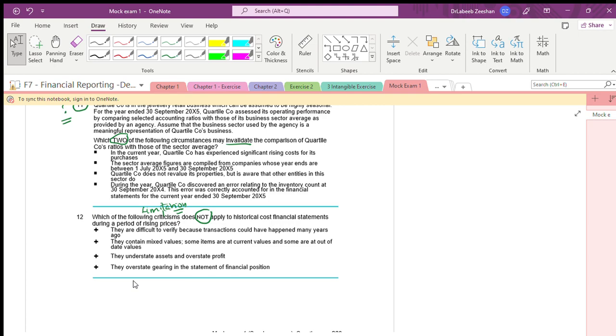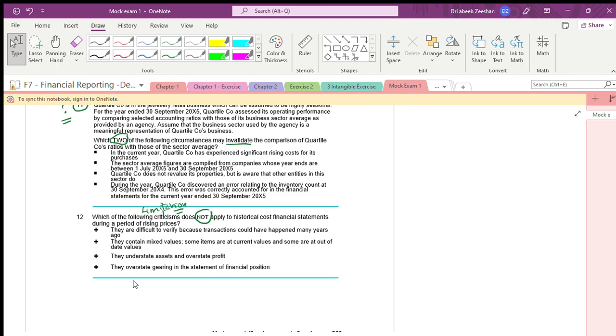Which of the following criticisms does not apply to historical cost financial statements? They are difficult to verify because transactions could have happened many years ago. They contain mixed values. Some items are at current values, some items are at out of date value. They understate assets and overstate profit. They overstate gearing in the statement of financial position. See what happens. It applies first.